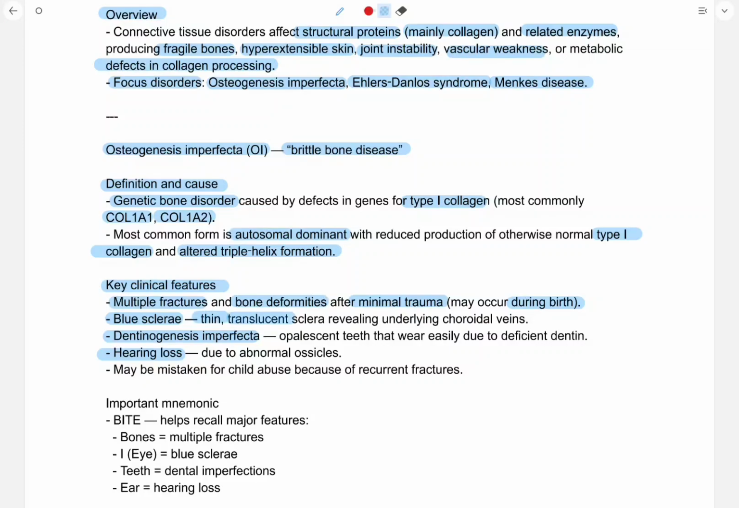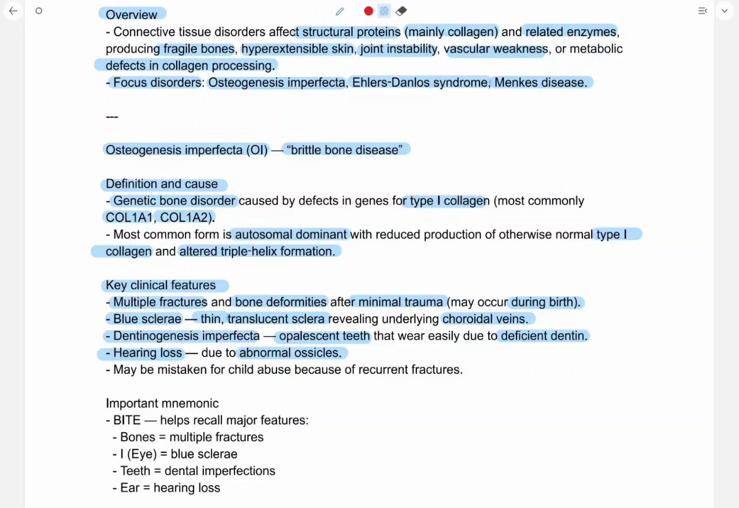Blue sclera: thin, translucent sclera revealing the underlying choroidal veins. Dentinogenesis imperfecta is related to opalescent teeth that wear easily due to deficient dentin. Hearing loss is due to abnormal ossicles. So in osteogenesis imperfecta we see multiple fractures, blue sclera, dentinogenesis imperfecta, and hearing loss.